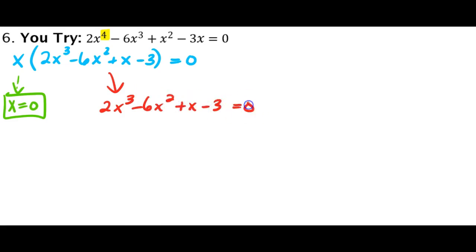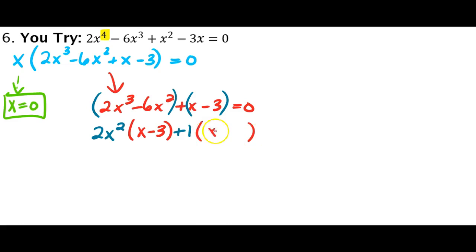And now I'm going to do grouping. So I'm going to put parentheses around the first 2 terms and the last 2 terms, and I'm looking for greatest common factors. From the first group, I can take out a 2x squared, and left over would be x minus 3. From the second group, I can take out nothing. So I'm going to put a plus 1 here, because I always like to have something there, just so that when I'm filling out my answer, it looks right.